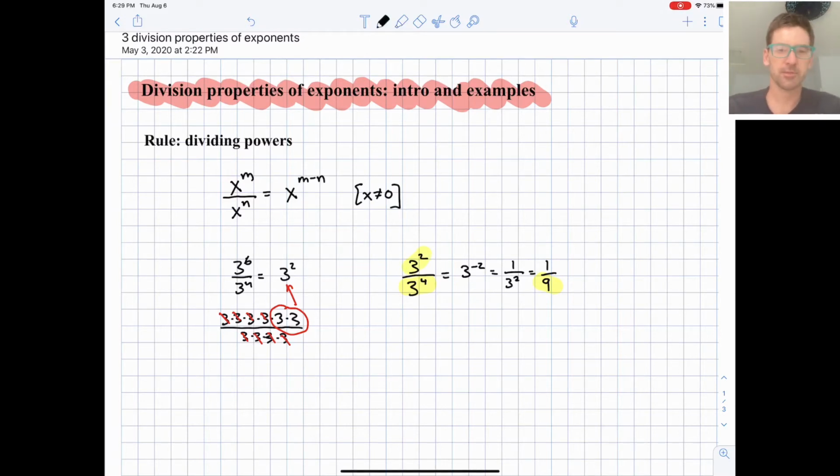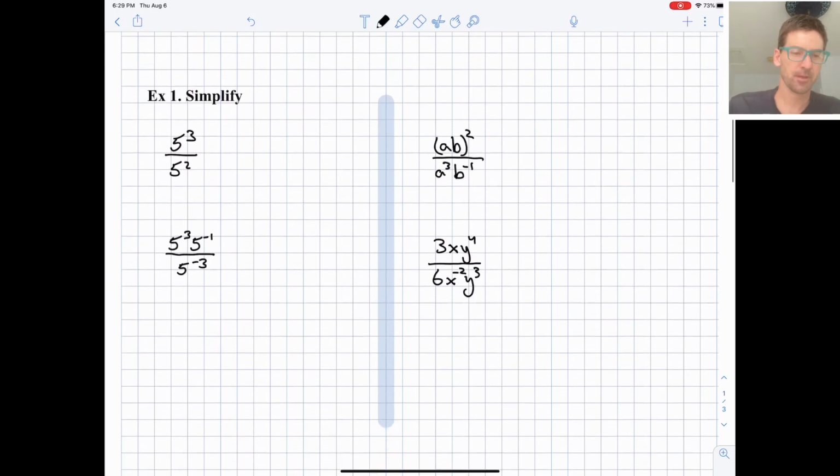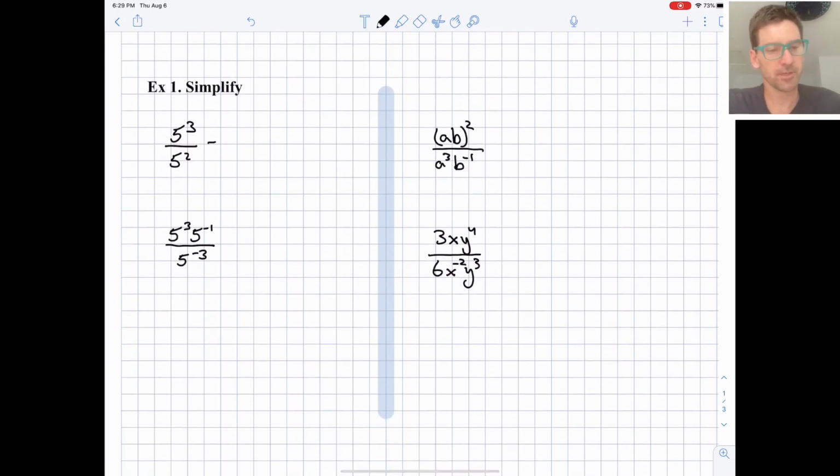All right, let's do some examples here. So the first one hopefully looks straightforward. We have a couple 5's there, and we have some exponents. We can just subtract those exponents. 5 to the 3 minus 2, which is 5 to the 1, which is 5.